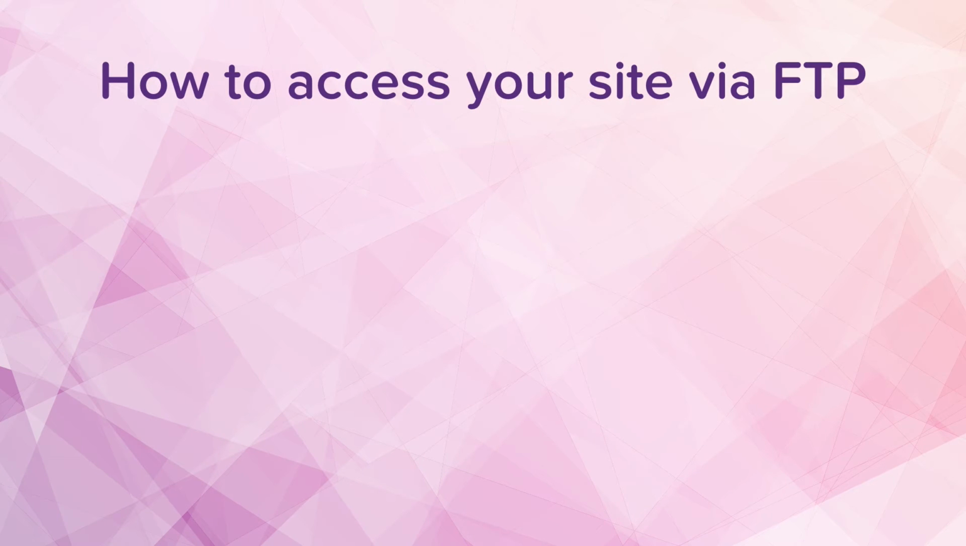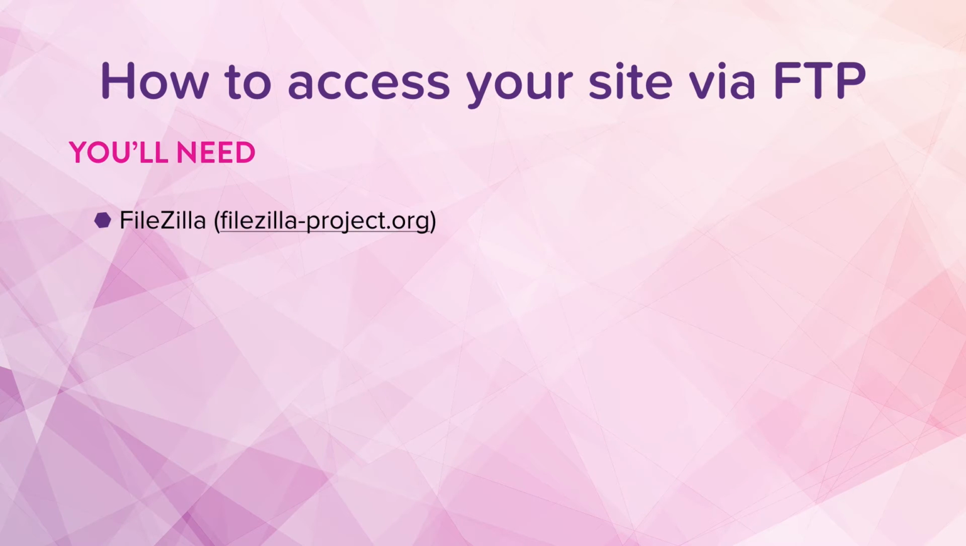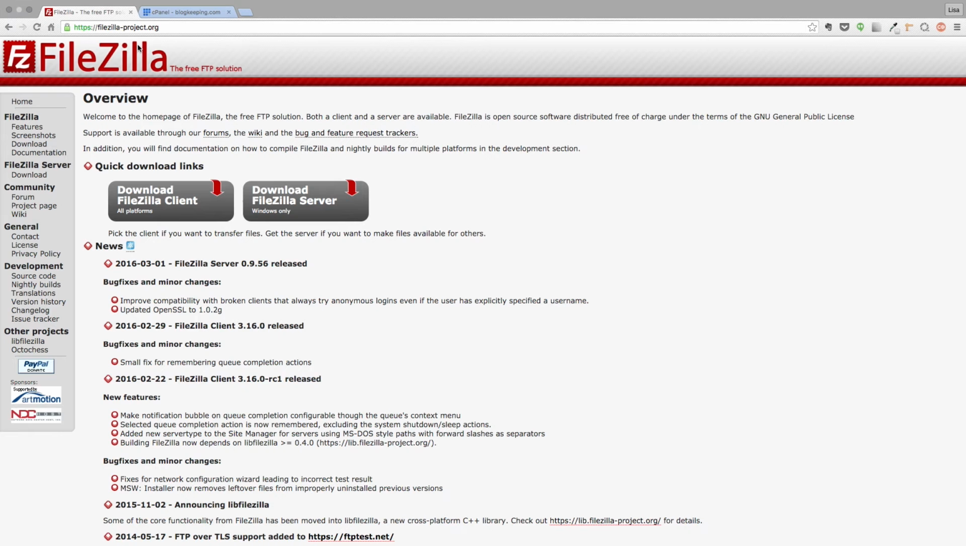So how do you access your site via FTP? Well, you're going to need two things to get started. First, we're going to download FileZilla, and then you're going to need your web hosting login so you can get your FTP details. So first, we're going to download FileZilla. If you go to filezilla-project.org, you will download the FileZilla client, not the server. The client is what's going to help you transfer files from your computer to your web server.